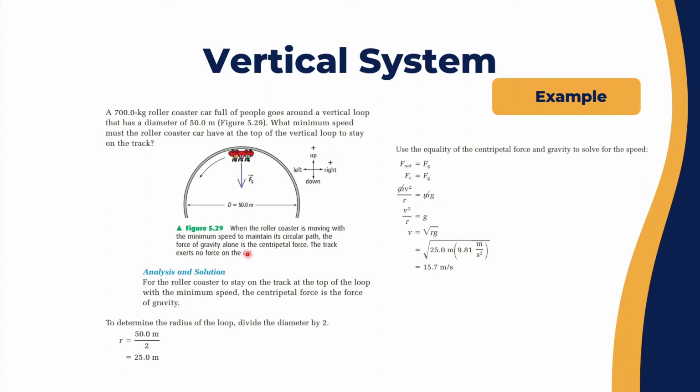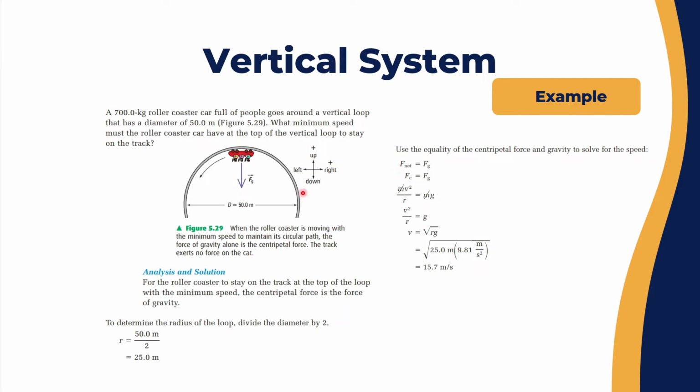Now, for the roller coaster to stay on track at the top of the loop with minimum speed, centripetal force needs to equal the force of gravity. To determine the radius of the loop, we find r as 25 meters. We use the equality of the centripetal force and gravity to solve for speed.